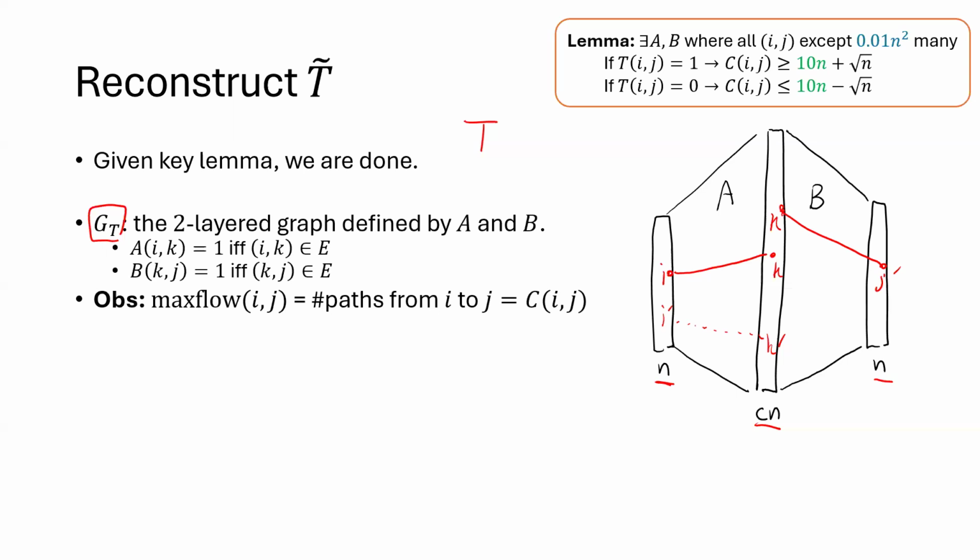So observe that the max flow value from I to J, this is a directed graph, I put direction on the edges, is just the same as the number of paths from I to J in this graph, which is the same as Cij, the product. Because the capacity is 1.